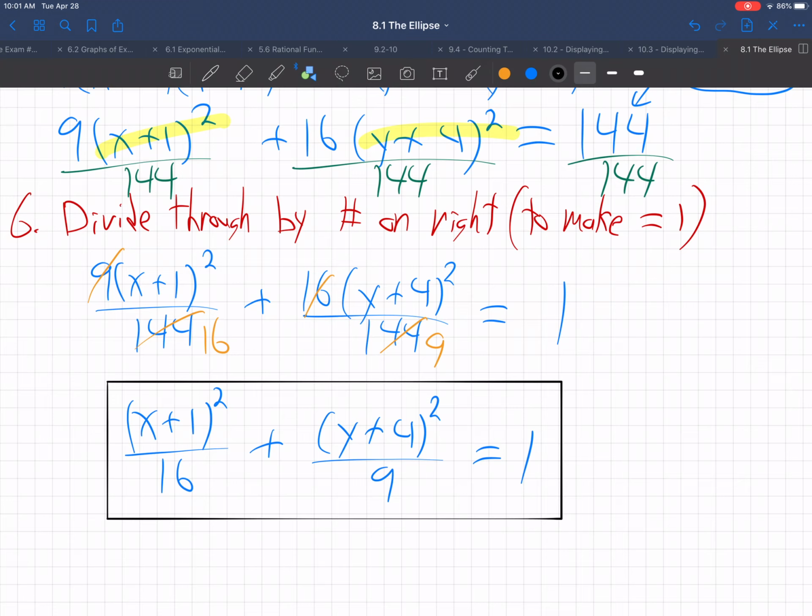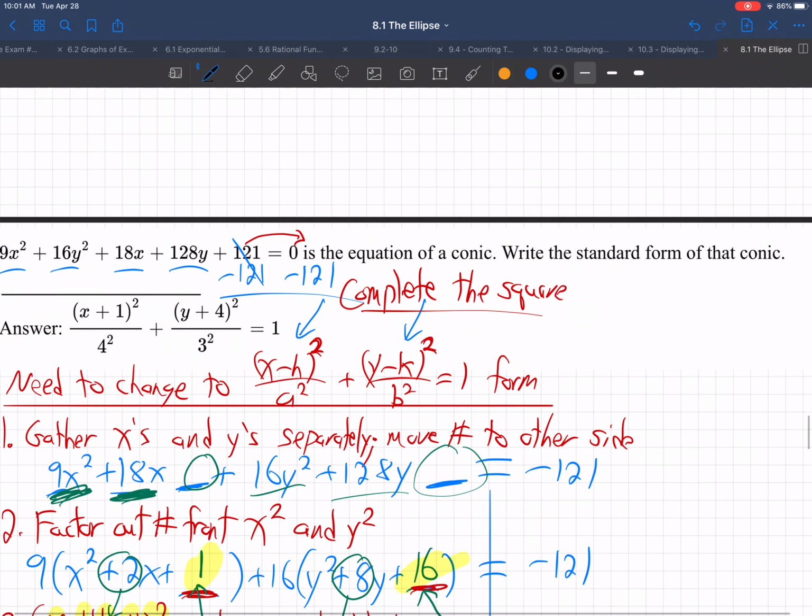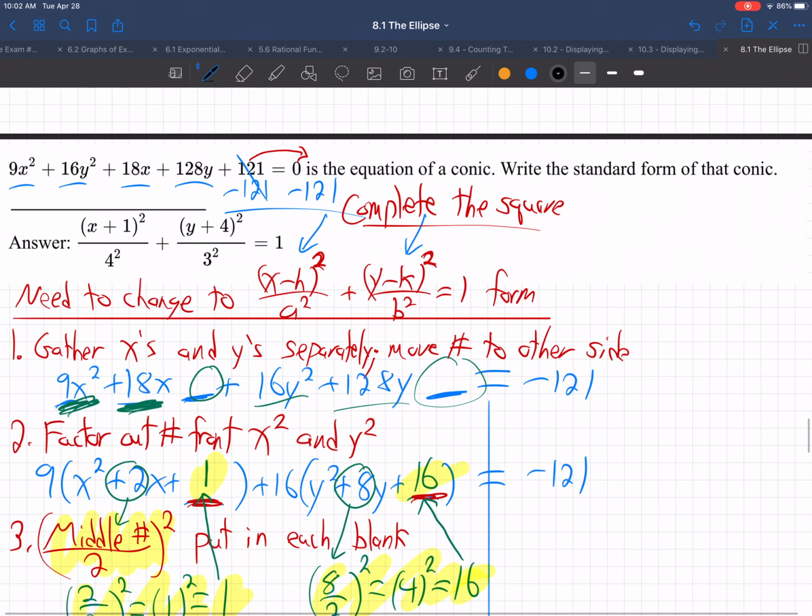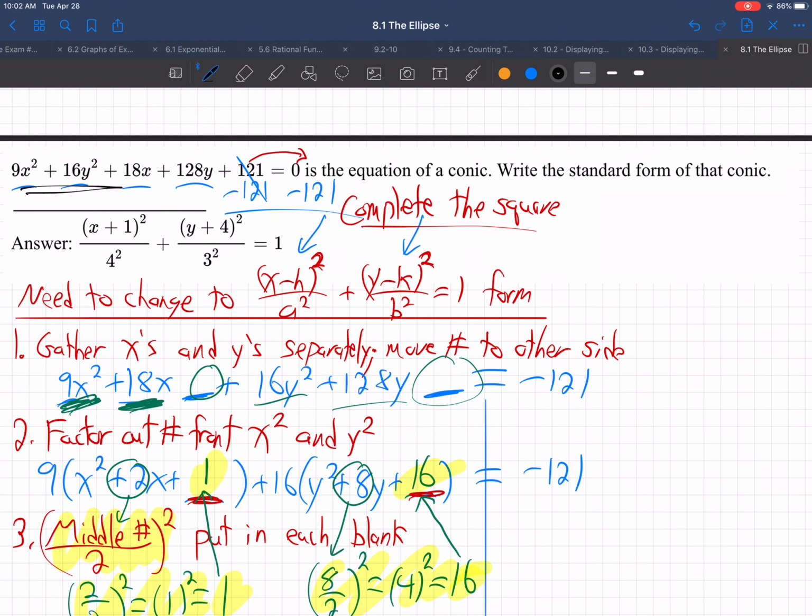We could find the center. You can tell the center right now just by looking at it. It's -1, -4, right? Opposite, opposite. You could find the focus points if you wanted to. You could do anything in real life applications that you wanted to now that we made this change. So this equation started way up here in this totally messy form, and we did all these steps to change it to this nice form.